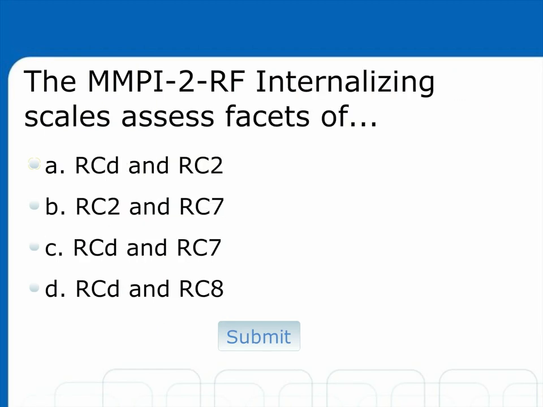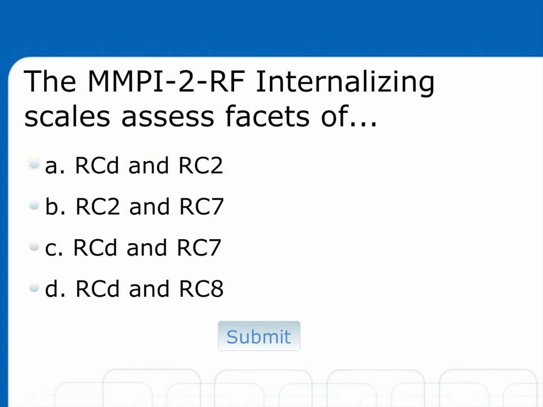Here's a tricky one. The MMPI-2-RF internalizing specific problem scales assess facets of A, RCD and RC2, B, RC2 and RC7, C, RCD and RC7, or D, RCD and RC8? The correct answer is C.